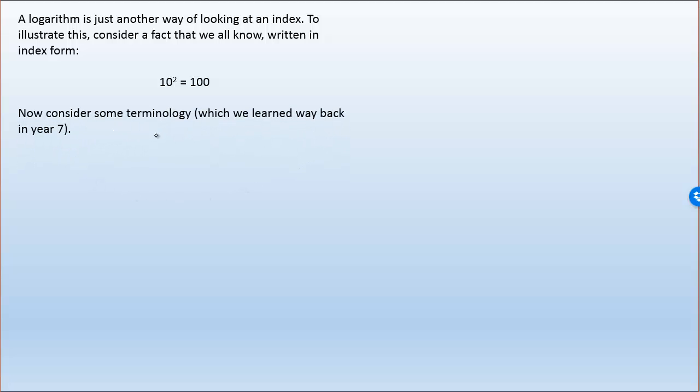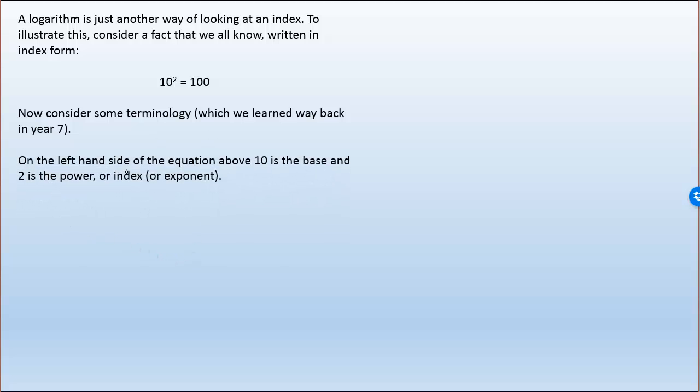Now consider some terminology. On the left-hand side of the equation above, 10 is known as the base and 2 is the power, or index, or exponent. These are all different words that mean the same thing.